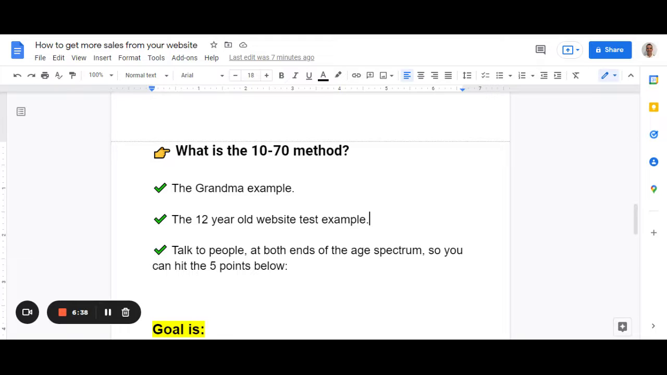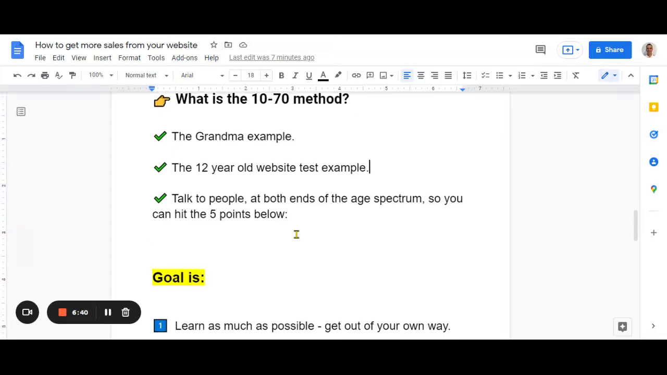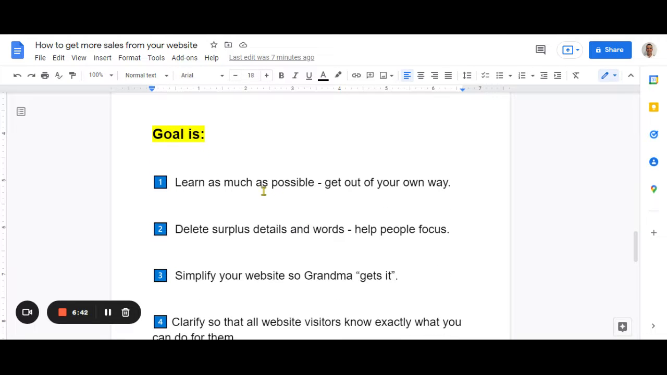Okay. So really, the purpose of the feedback is these 5 things here, and this is business 101, but it's specific to your website. Okay, so thing number one, we want to learn as much as possible. We want to learn from customers and people. We don't want to talk about ourselves on our website too much. We want to learn from the people as much as we can and then get out of our own way, learn from people what's important, what's not on that website. We want to delete surplus words and stuff.